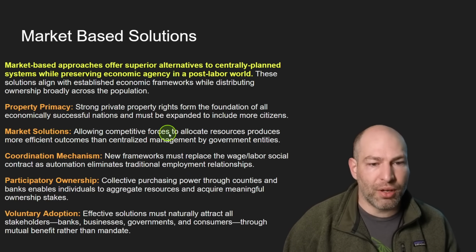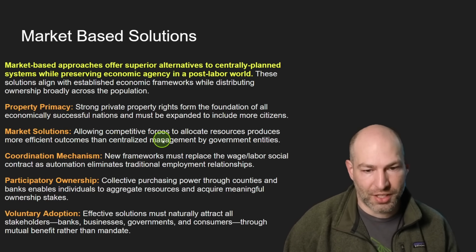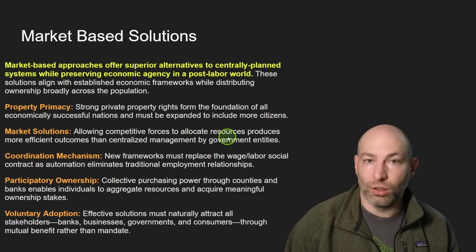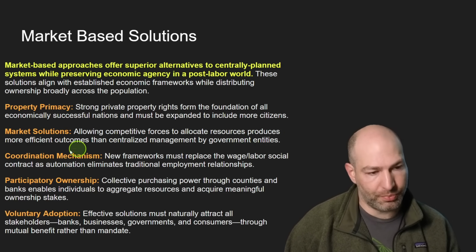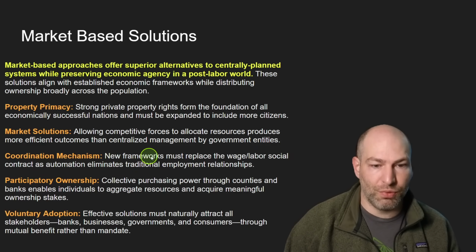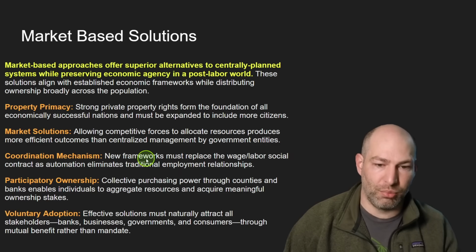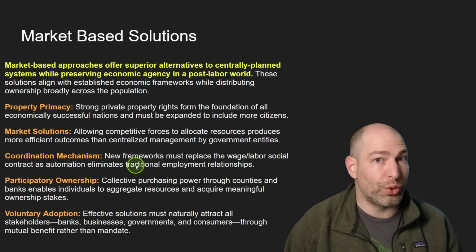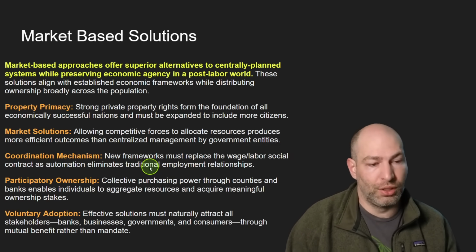Market solutions. Allowing competitive forces to allocate resources produces more efficient outcomes than centralized management by government entities or larger polities or billionaires. Next is the coordination mechanism. New frameworks must replace the wage labor social contract as automation eliminates traditional employment relationships. Property is the new coordination mechanism. You vote with your wallet and also your zip code and your shopping cart.